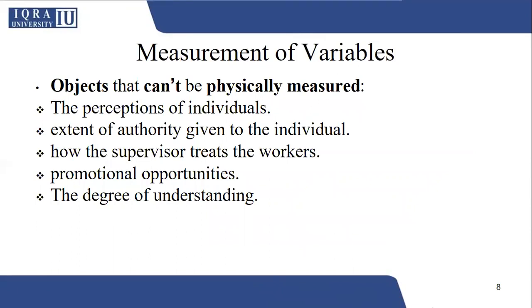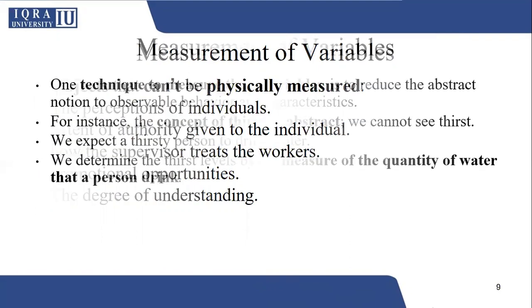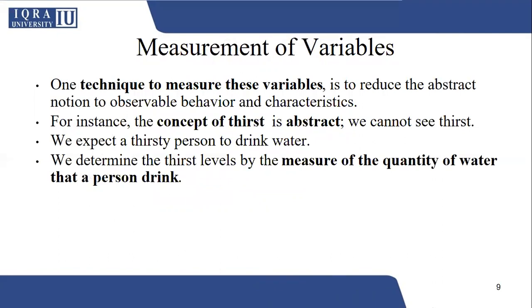Objects that can't be physically measured include perception of individuals, extent of authority given to the individual, how the supervisor treats the workers, promotional opportunities, degree of understanding. Now just imagine, can you physically measure these objects? You can't measure them. They are not in numbers. It's really hard to measure. For this, there is one technique to measure these variables. That is to reduce the abstract notion to observable behavior and characteristics.